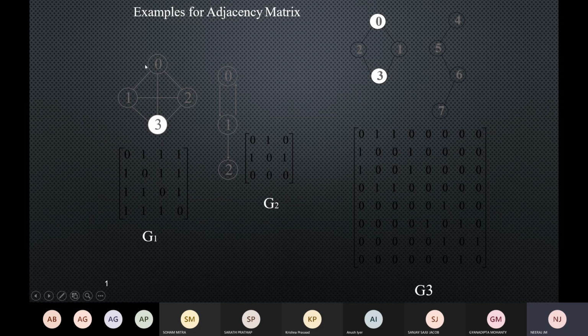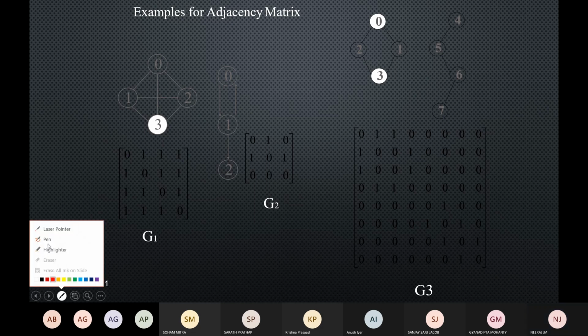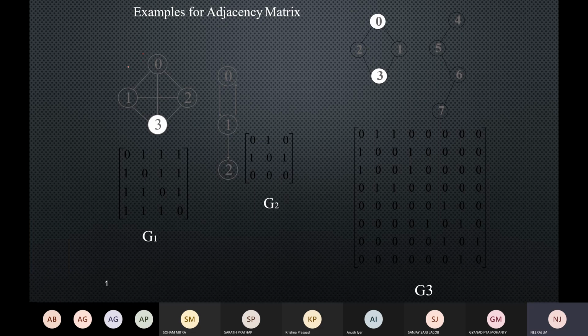If you see for 0, 0 is connected to 1, so it's 1, and it's not connected to itself. If you want to make this connected to itself, you should loop this. So when you loop it, that means it's connected to itself. And then when you check 0 to 2, is it connected? Yes, there is a line. So you keep it as 1.